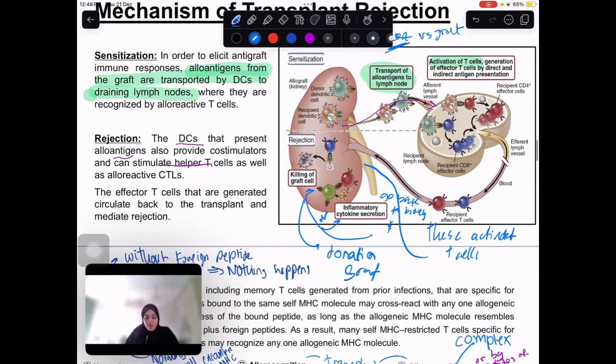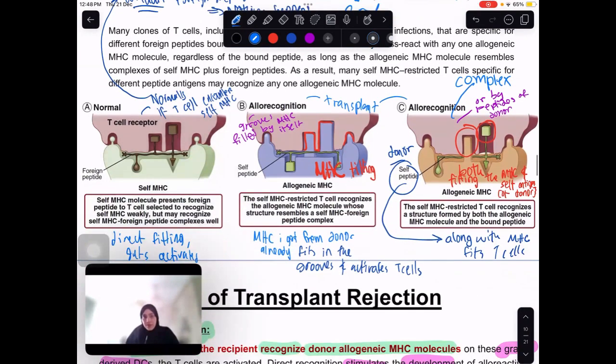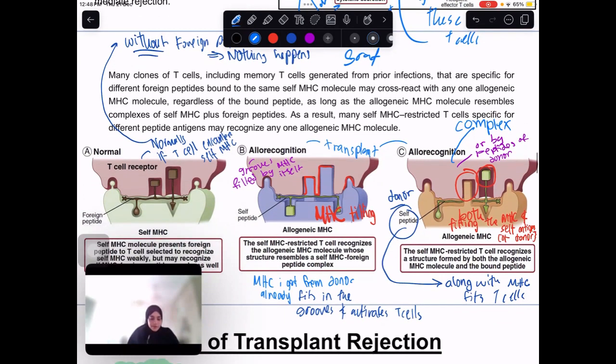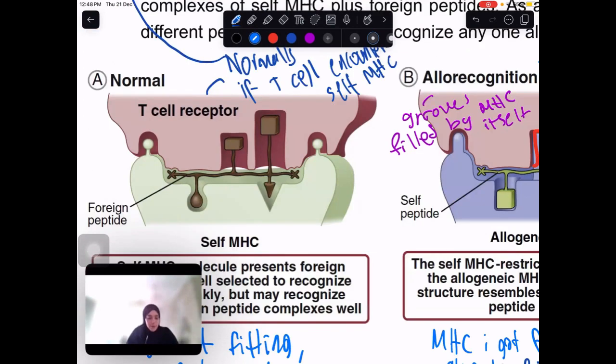When I talk about graft versus host, it is different. Let's look at this. Normally, this is my self-MHC. I will have the T cell waiting, and then a dendritic cell or whatever will come and present this foreign peptide, basically an antigen. As we can see, the whole antigen is fitting in. The T cell will recognize that this is not my own antigen, and will start to trigger, and the T cell will be activated.